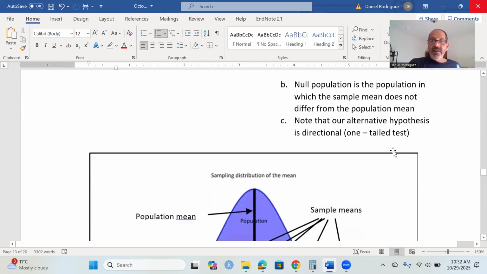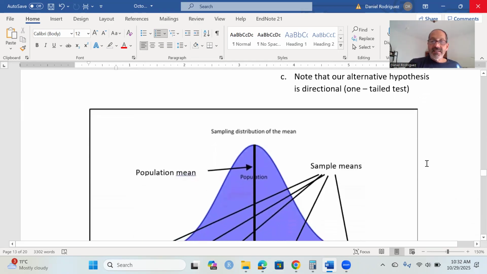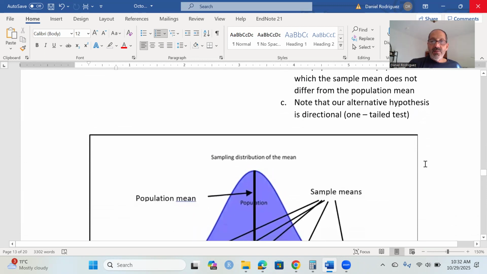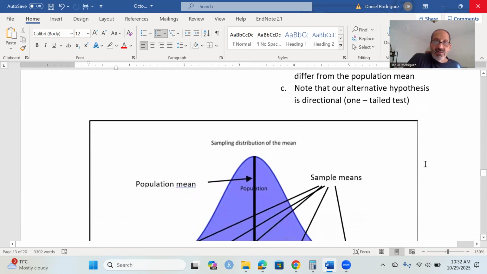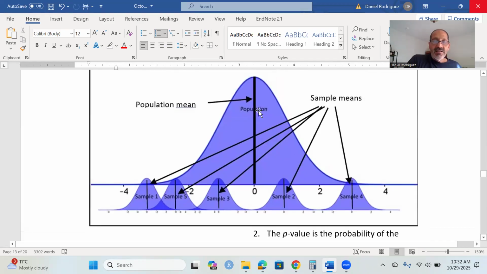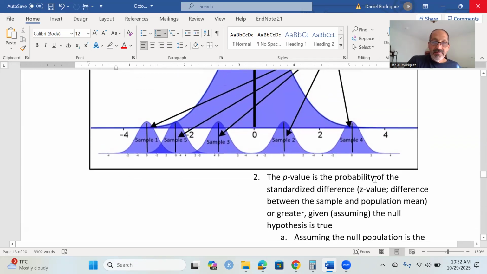Note that our alternative hypothesis is directional. And what I mean by directional is I said that our sample mean will be greater than our population mean. So it's indicating a direction. Like in this case, if we look at this normal distribution here, it would be on the right side because this is positive. So our sample mean would be greater than the population mean.